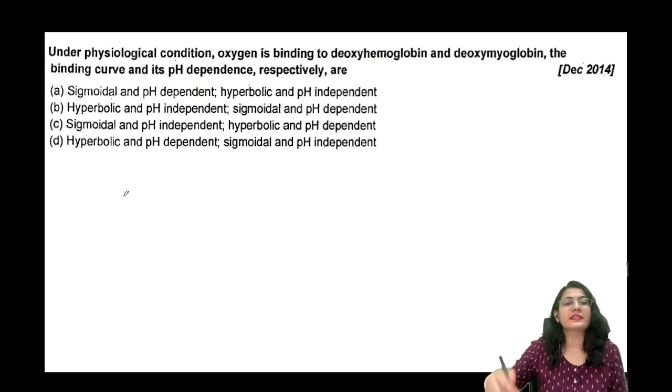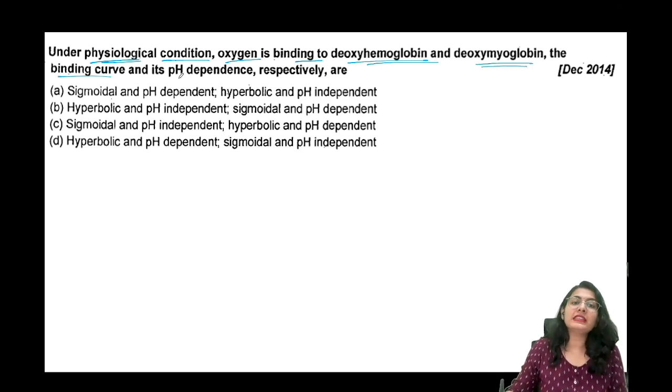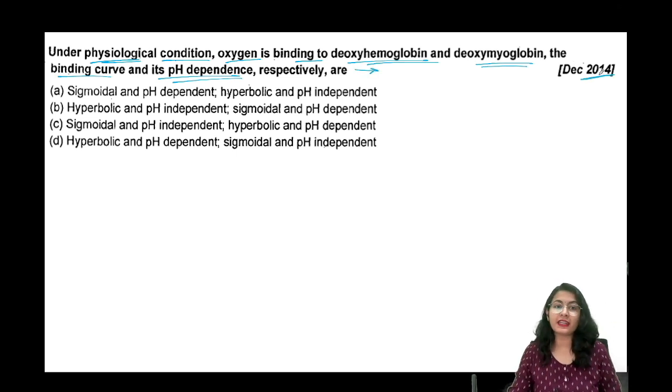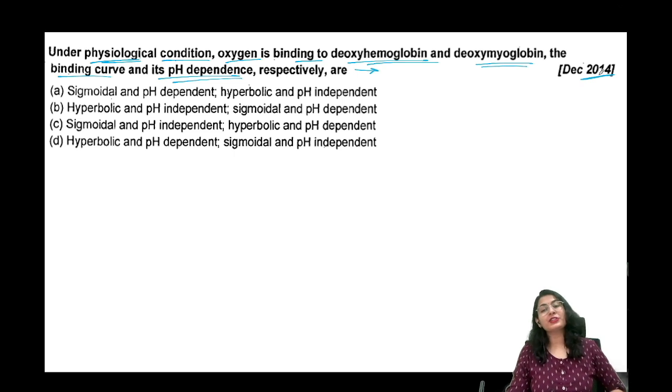Okay. Next. Under physiological condition, oxygen is binding to deoxyhemoglobin and deoxymyoglobin. The binding curve and the pH dependence respectively are. This was asked in December 2014 for CSIR NET. Very interesting question, guys. Stop the video, do it by yourself.